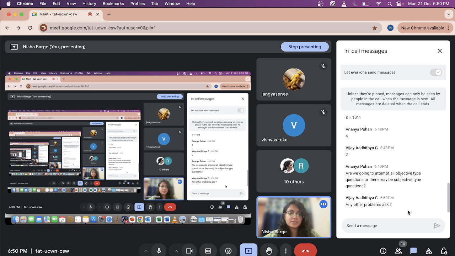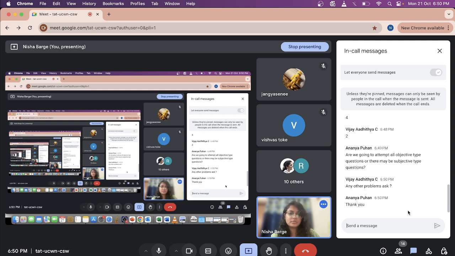Any other problems asked? What do you mean by that? Oh, yeah. These are all the numericals which I have for you. I've just pulled them out from the assignments.